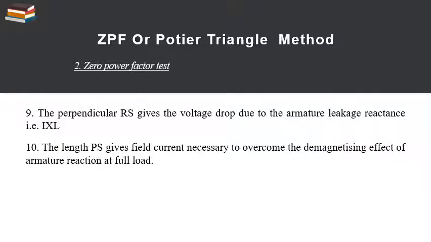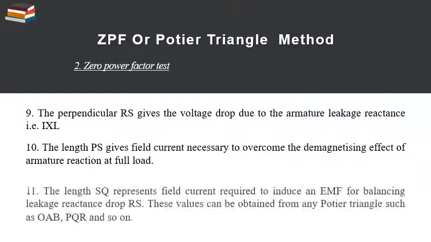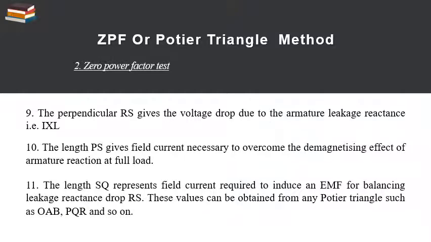Number next, length PS gives field current necessary to overcome the demagnetizing effect of armature reaction at full load. तो अब हमने आर्मेचर रिएक्शन इफेक्ट को भी, जो डीमैग्नेटाइजिंग इफेक्ट है, उसको भी हमने ओवरकम कर दिया. Number next, the length SQ represent field current required to induce an EMF for balancing leakage reactance drop RS.